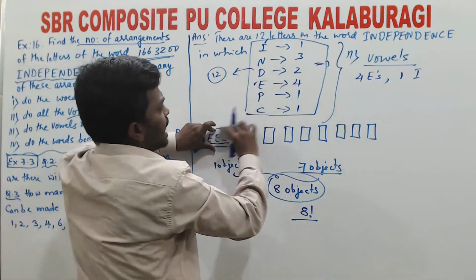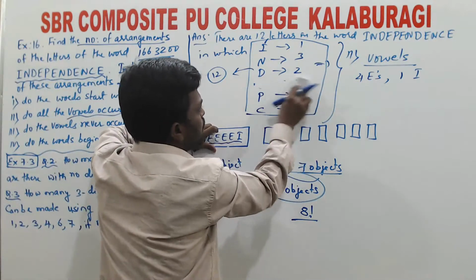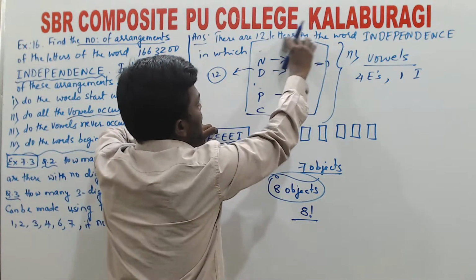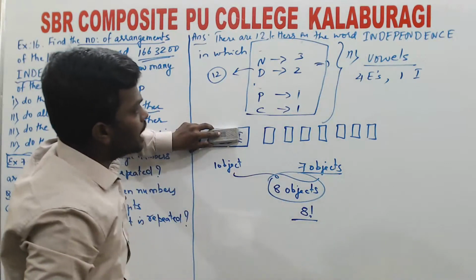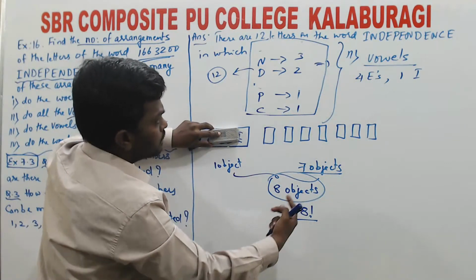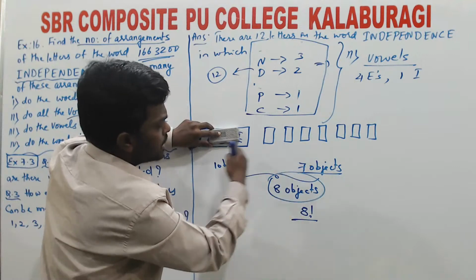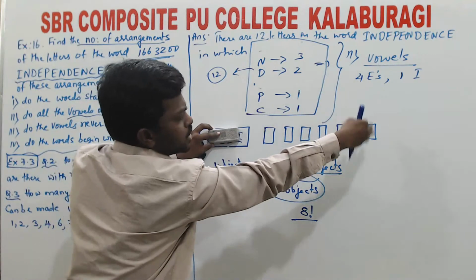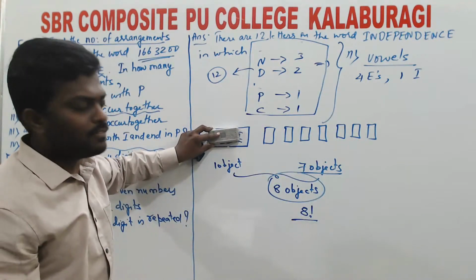Right. So E has gone into the box. So forget about this. E and I have gone into the box. Right. So 8 objects have to be arranged among themselves. So these boxes will be arranged among themselves. So these are nothing but 8 factorial, right?